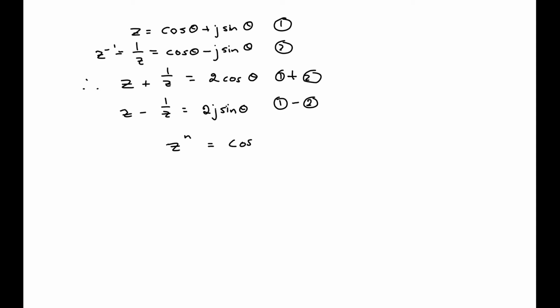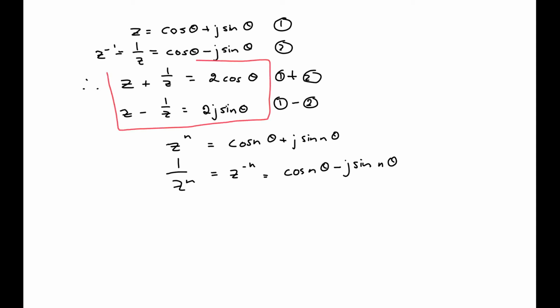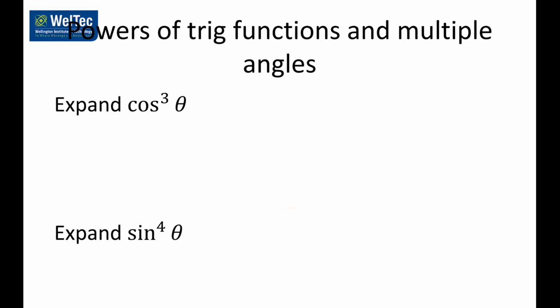Also, while we're here, we may as well look at what z to the power of n is. It's cos n theta plus j sine n theta, and 1 over z to the n must be z to the negative n, which must be cos n theta minus j sine n theta. So what we need here is these two results, and we will use them to expand cos cubed theta. For example, let's have a look at the first one, cos cubed theta.